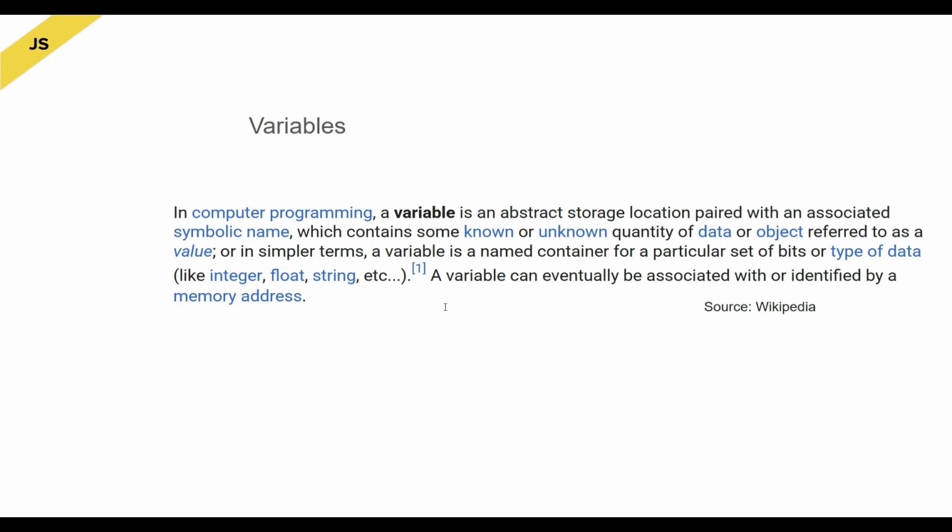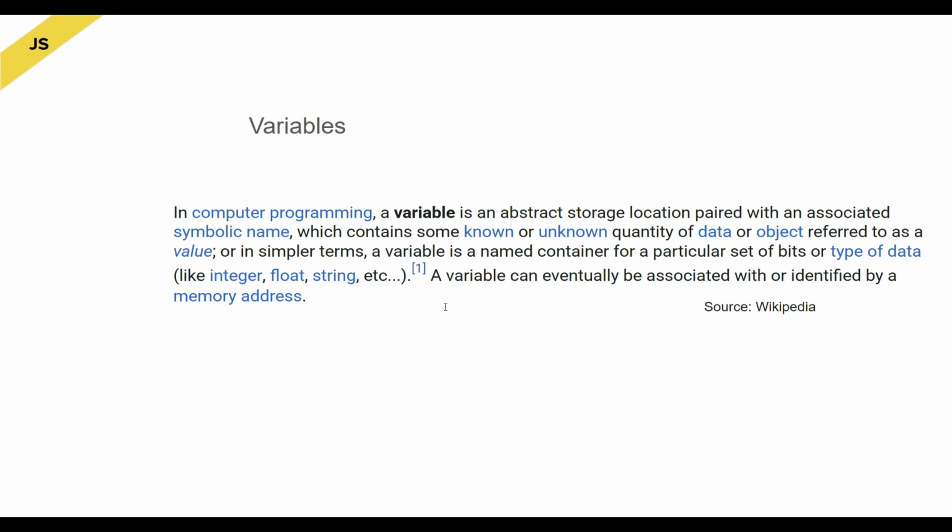Welcome back. In this section, we will explore JavaScript variables. This is the definition of variables according to Wikipedia. In programming, a variable is simply a named container for data.